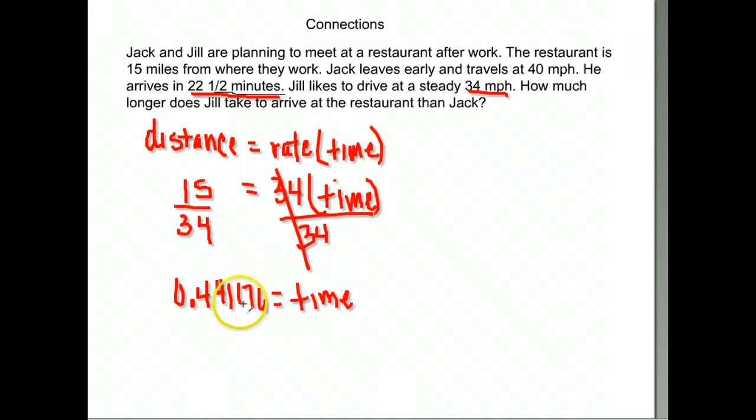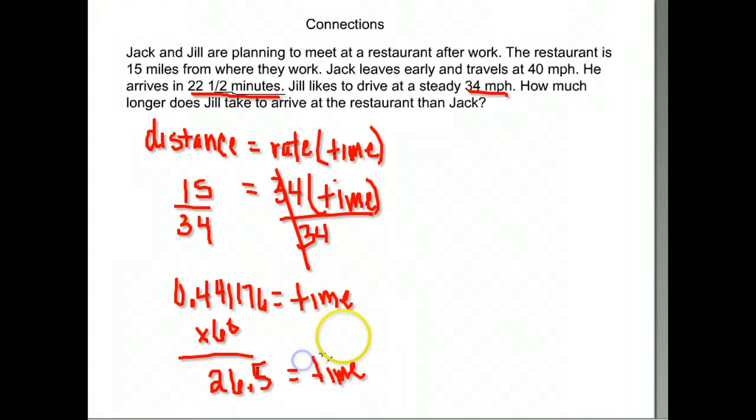Now that doesn't make a whole lot of sense. But notice our time is in minutes and our rate was in miles per hour. So this is the amount of hours. We want to convert that to minutes and we do that by taking it times 60 because there are 60 minutes in an hour. Okay, when I do that, I get 26.4 or 26.5 minutes. Okay, 26.5 is 26 and a half. So it takes her 26 and a half minutes to get there.